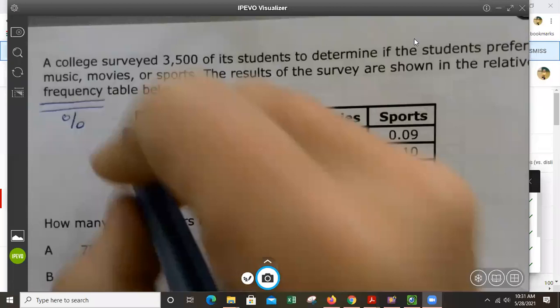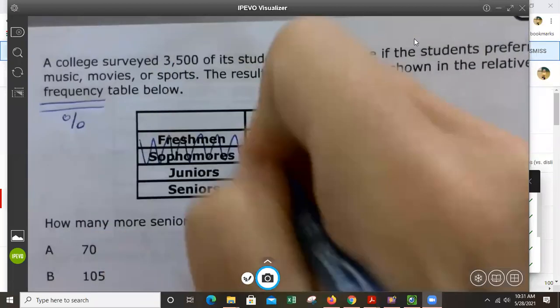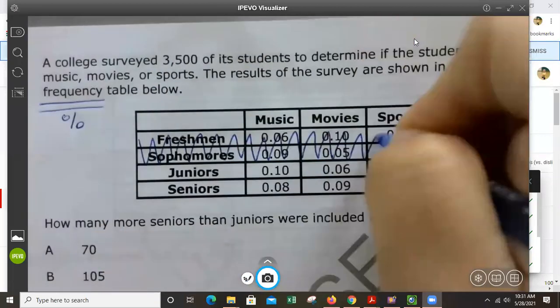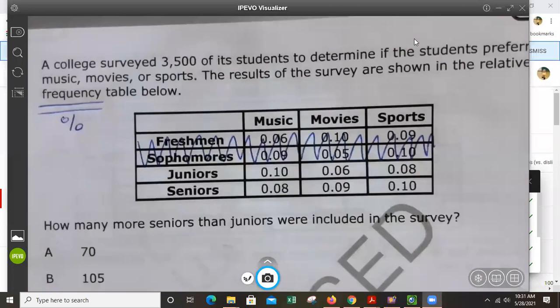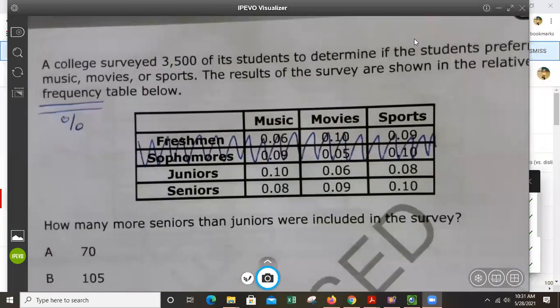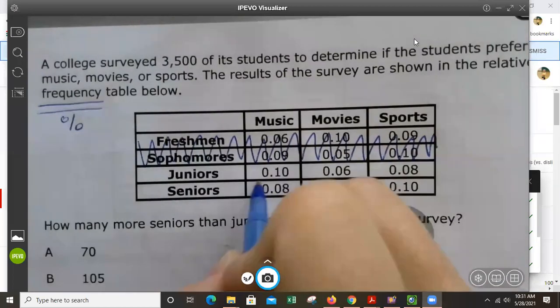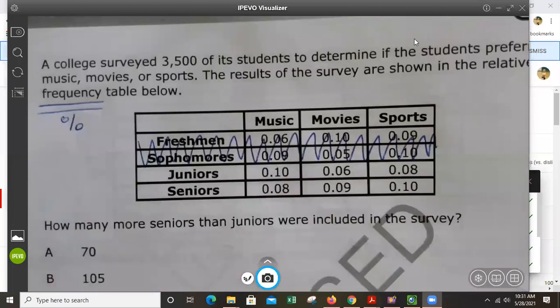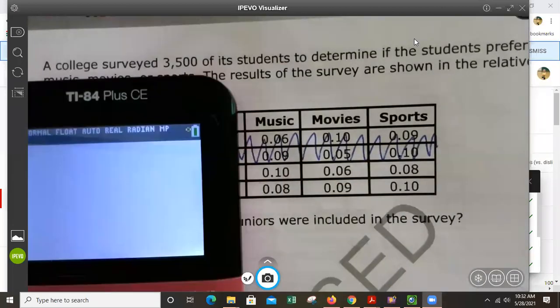So we don't care about freshmen and sophomores. Does that make sense? We don't care about them individually. What we care about is them total, okay? So how many total juniors do we have right here? How do we figure that out?